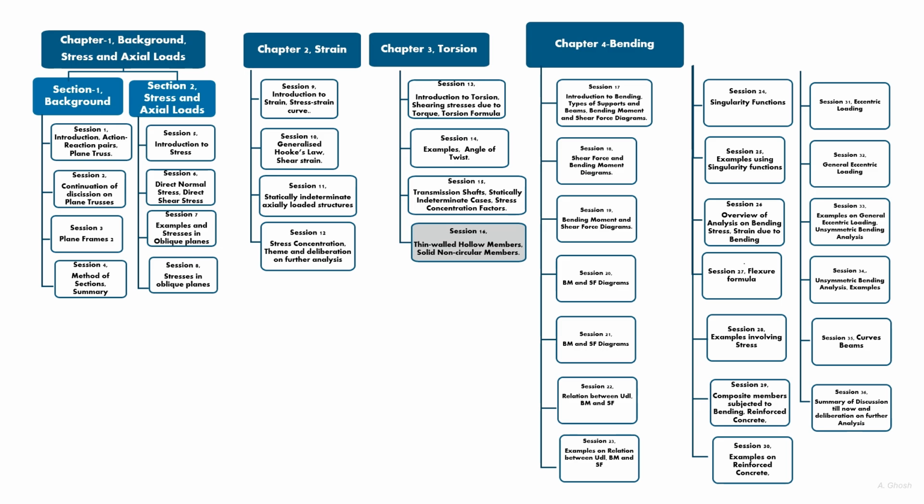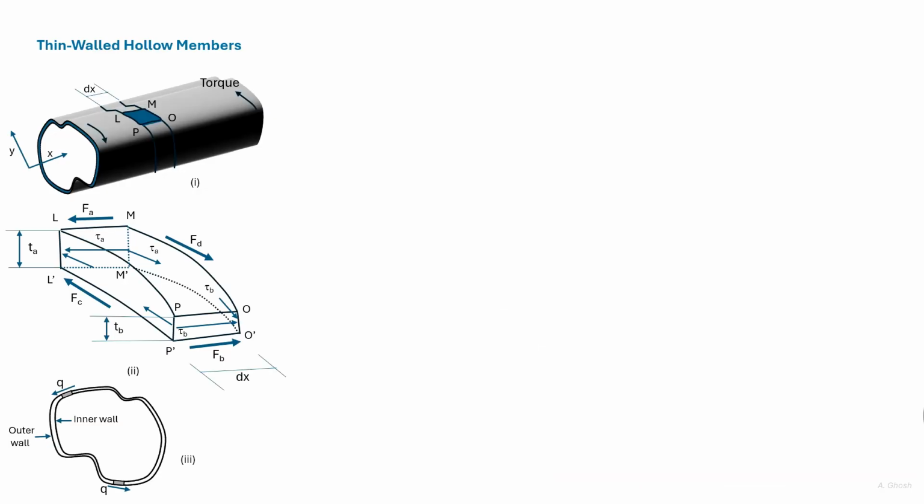In this map involving the first 4 chapters of mechanics of materials, we see that we are at the end of the third chapter, that is the chapter on torsion. This last session in torsion involves non-circular members subjected to torsion. Here we looked at thin-walled hollow members subjected to torque.